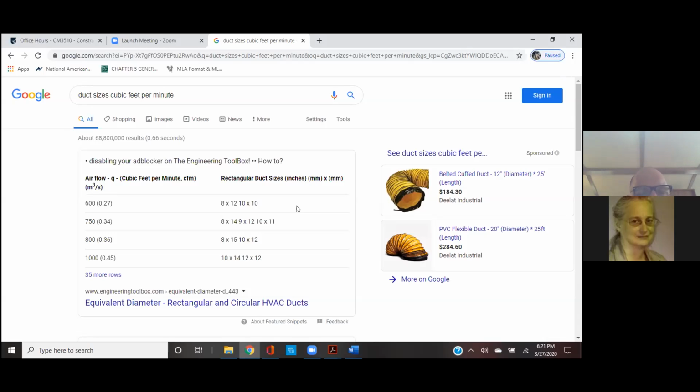There's my, okay, so at, let's say, 600 cubic feet per minute, one 8 by 12 or one 10 by 10 will take care of an office, right? Yes. So if we want 1,000, a 10 by 14 or a 12 by 12 will move 1,000 cubic feet per minute. And what do we have?